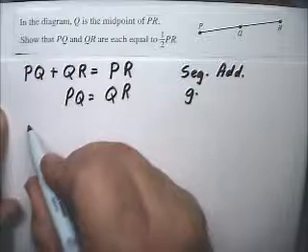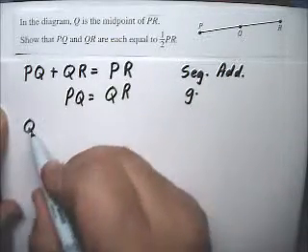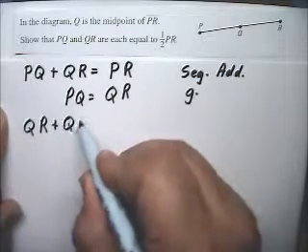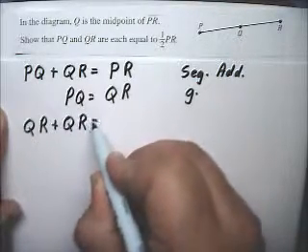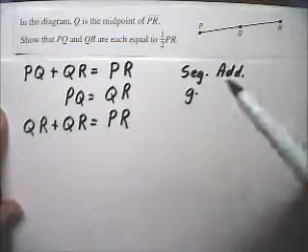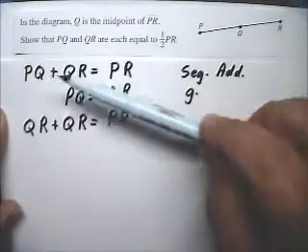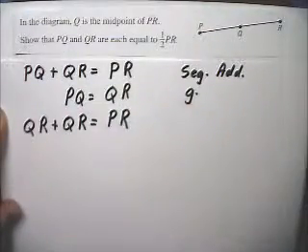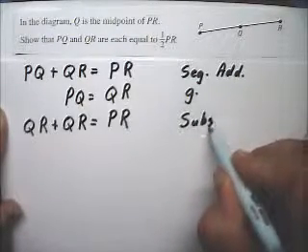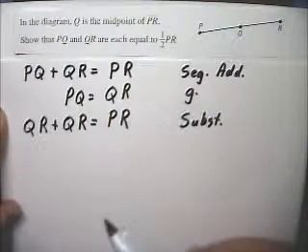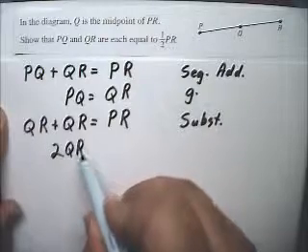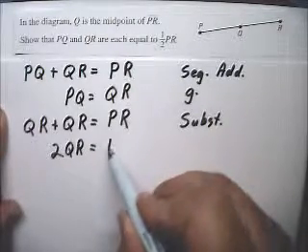So I'm going to say QR plus QR is equal to PR. And that's substituting equals for equals. See, PQ is the same thing as QR, so I just wrote it as QR. And the reason, of course, is substitution. And now I'm going to get 2QR is equal to PR.